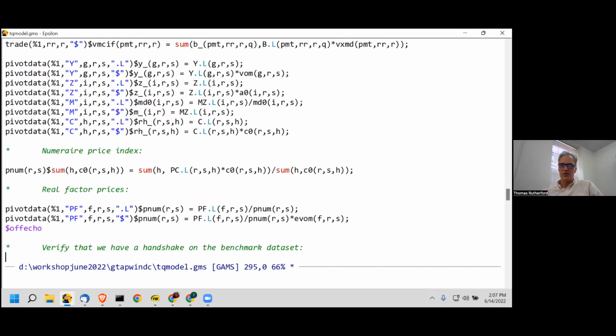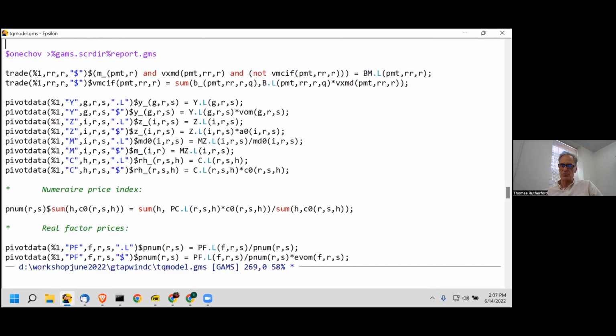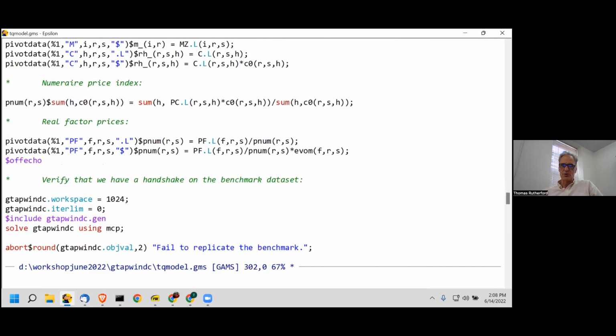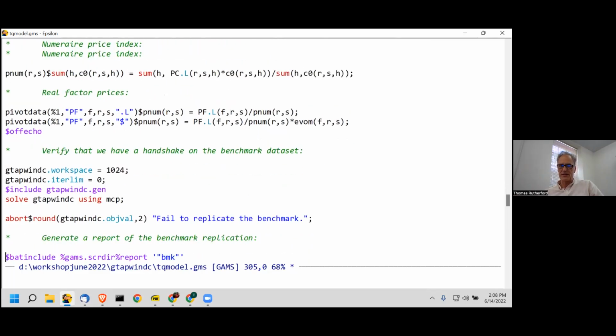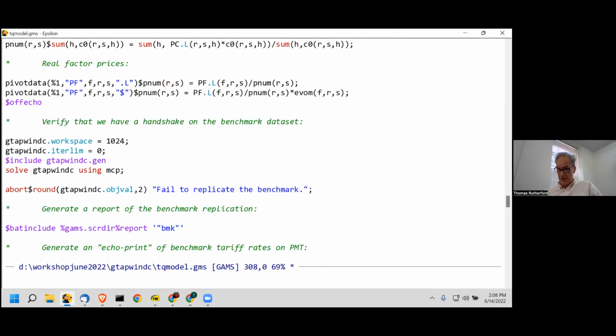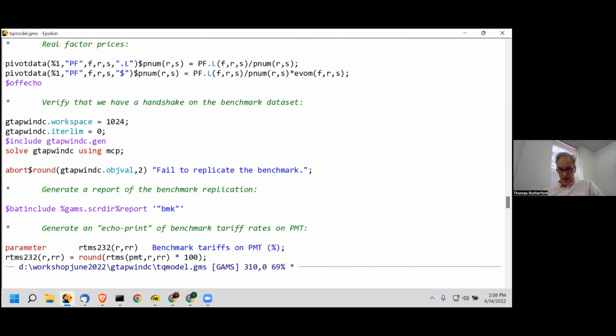And then I write all the code I need for reporting, all the reporting code for the scenario. And I do a verification. After I've verified the benchmark data set, I verify that I'm precise to at least 2 decimal points. Then I generate a report of the benchmark replication. By using the on echo to write the report, I don't have to repeat that code. All that reporting code doesn't have to be rewritten after each solve.